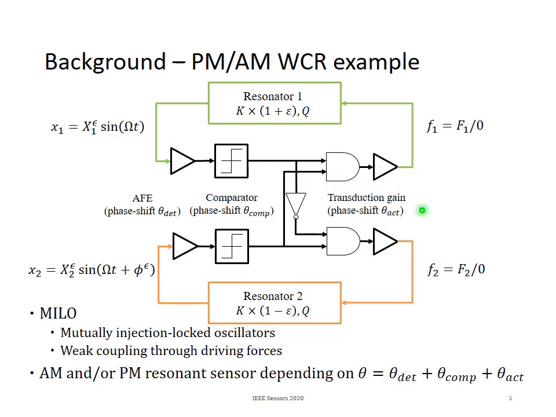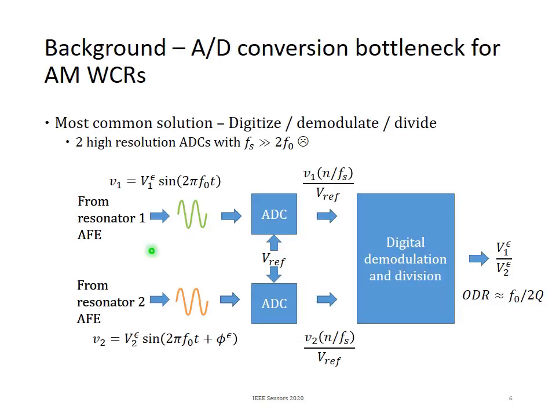So depending on the value of this parameter theta, the MILO may not only be used as a PM resonance sensor, but also as an AM resonance sensor, meaning that not only the phase between the two motional signals will change, but also the amplitudes of x1 and x2 with opposite sensitivities to epsilon.